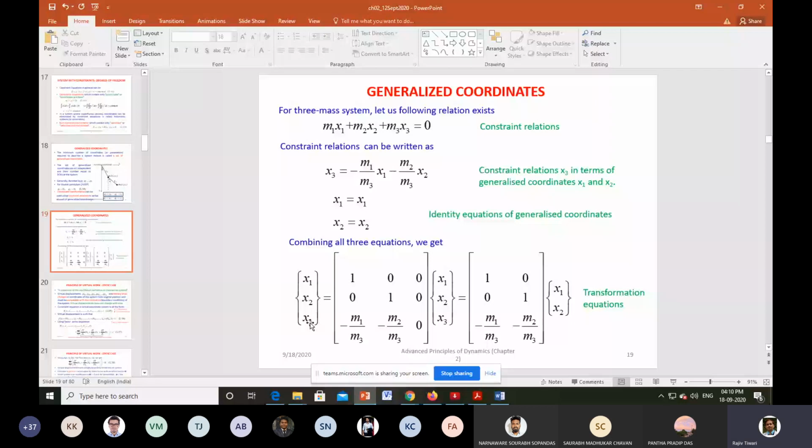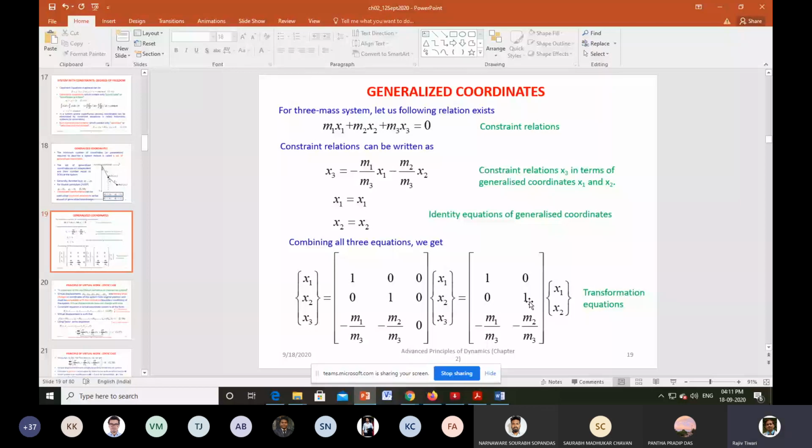That means out of these three, only two are independent. The third can be obtained using this relationship. So we opted for retaining x1 and x2 and eliminating x3, and this transformation matrix can be used. In the next chapter, we'll explore more on this. This is just a glimpse of how the transformation can be done, but a more formal treatment and examples will be given in the next chapter.